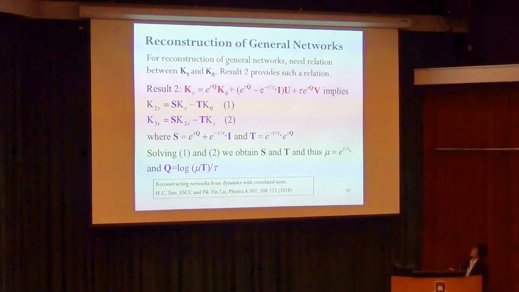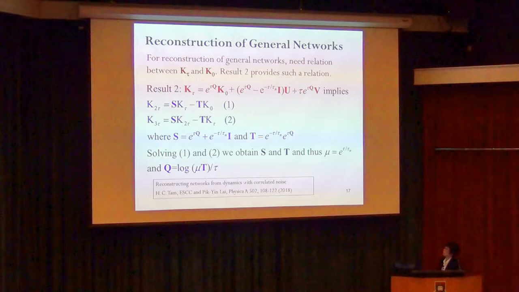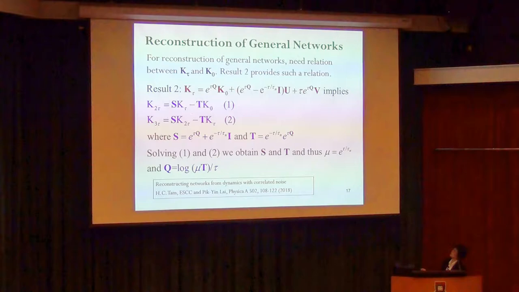But even for the general case when tau_n is not zero, we are able to get results. From here, we can get two equations. Depending on whether we choose tau to be 2 tau or 3 tau, we get these results, and then we can solve for Q. These are the details, but we can solve Q in this general case, and this T can be solved from these two equations. Again, K0, K tau, and K2 tau can be calculated using the measured time series. Once we have the time series, we calculate K0, K tau, and K2 tau, and then solve these equations to get T, and from T we know that it is related to Q. So that is the idea.